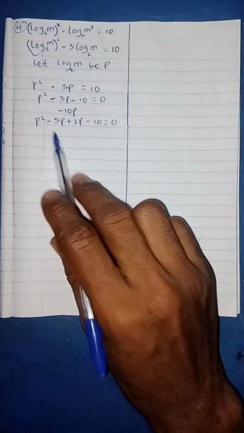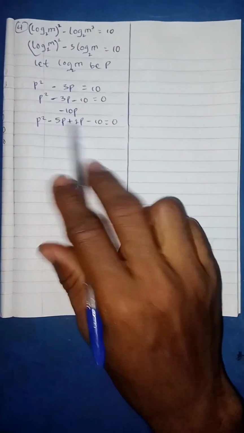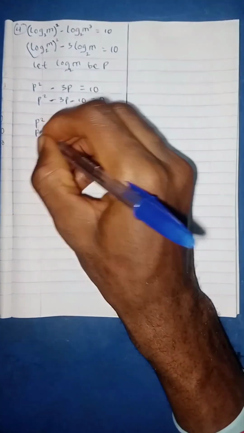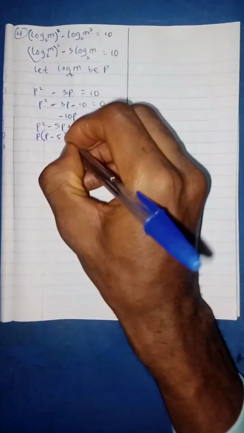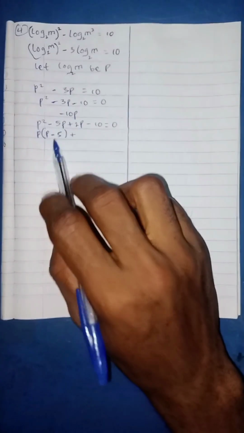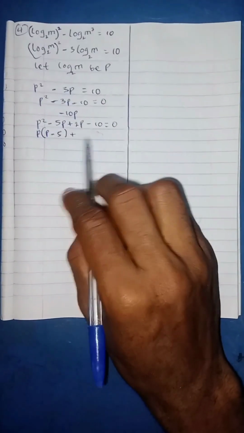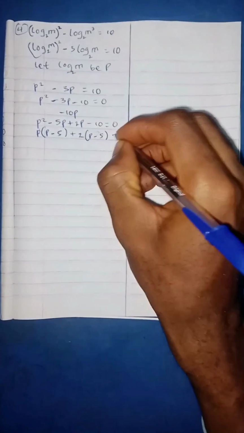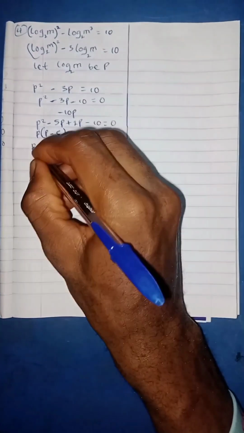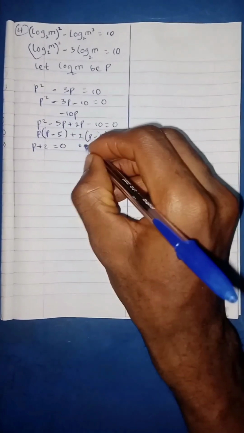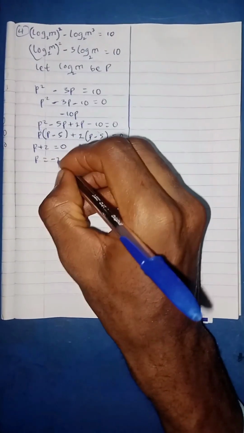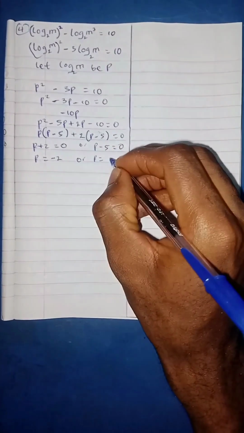Okay, so we'll factorize what's common in this place. What's common here is p. So we have p bracket p minus 5 plus, you want to make what's inside the bracket the same as what's going to be in the second bracket. So we're having 2 bracket p minus 5 equals to 0. So this is saying p plus 2 is equals to 0, or p minus 5 is equals to 0. Then we're having p is equals to minus 2, or p is equals to plus 5.